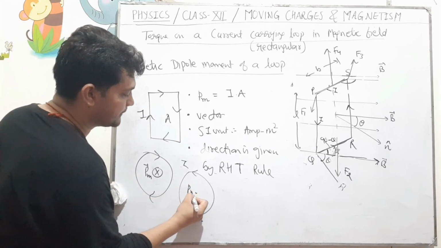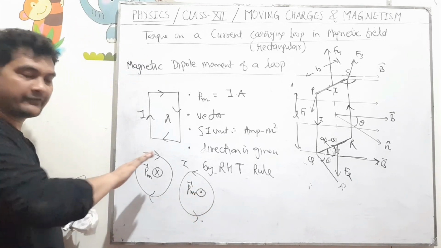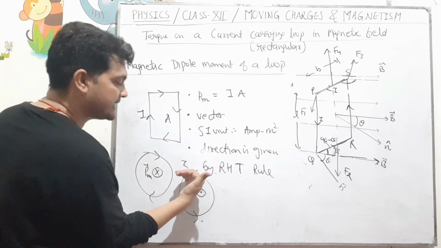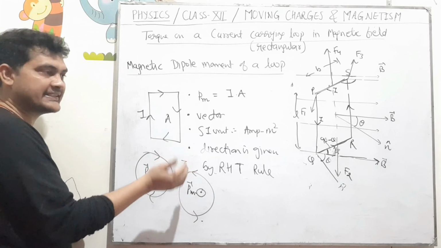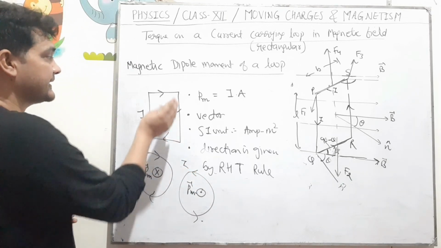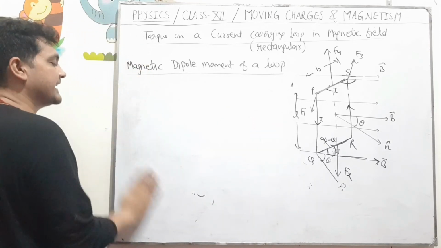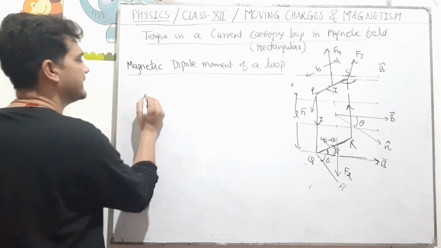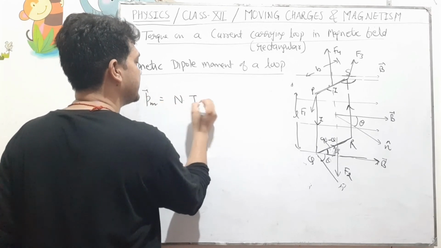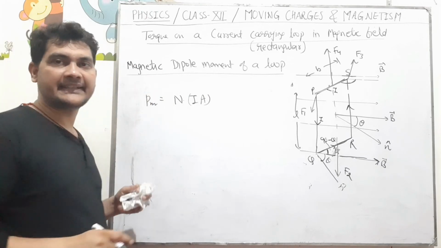So magnetic dipole moment is a vector. Its direction is given by the right hand thumb rule. If current is in clockwise direction, then magnetic dipole moment is inward. If current is in anti-clockwise direction, then magnetic dipole moment is outward. And if there are n turns, then magnetic dipole moment will be n into current into area.